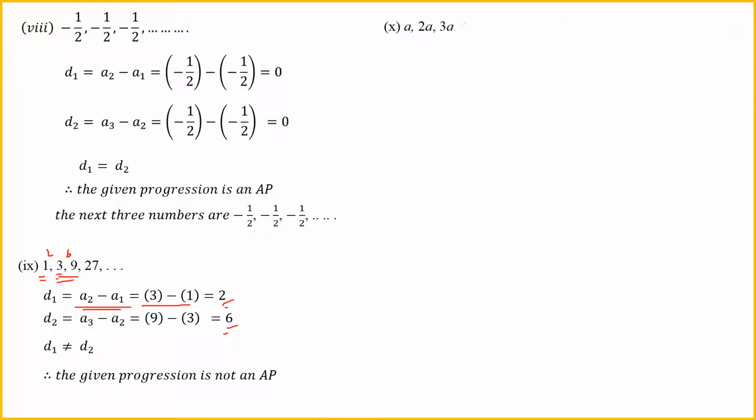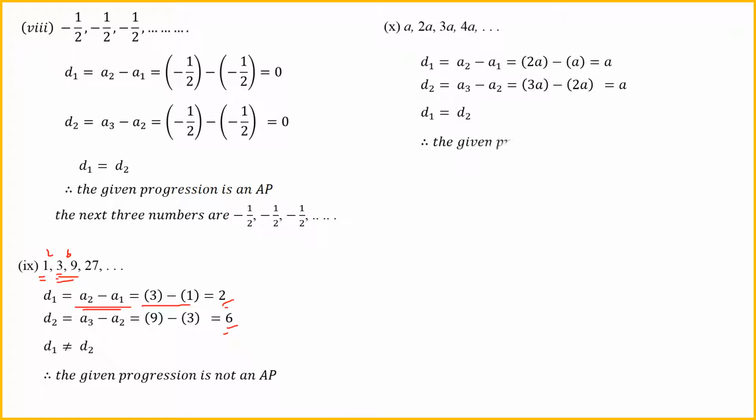Coming to the next question: a, 2a, 3a, 4a. Obviously, it is an arithmetic progression, where a, 2a, the difference is 1a. 2a, 3a, the difference is 1a. 3a, 4a, the difference is 1a. And we go like this. d1 is equal to a2 minus a1, where 2a minus a is equal to a, and 3a minus 2a is equal to a. d1 is equal to d2. Therefore, it is an arithmetic progression.